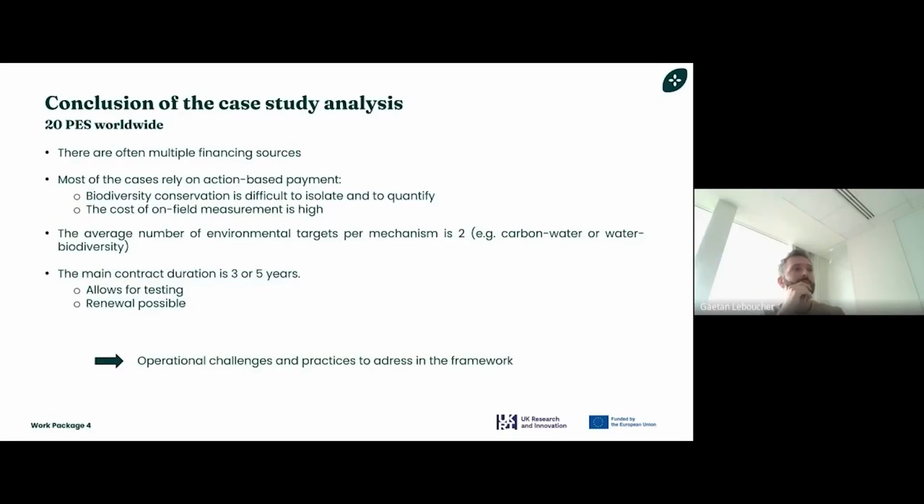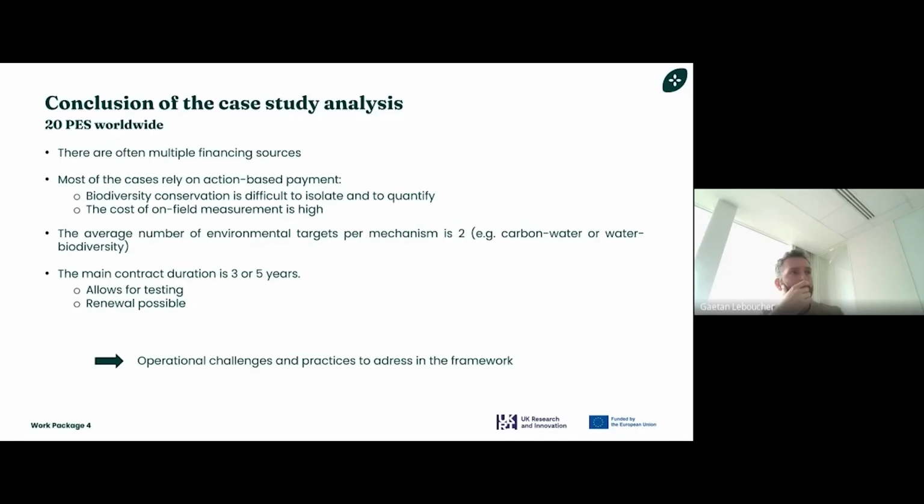So, if we have a conclusion on the case study analysis, there are often multiple financing sources. It is not only one single source. In most of the cases, the payment relies on actions, because biodiversity conservation is often difficult as a service to isolate and to quantify, and also the cost of on-field measurement is high.